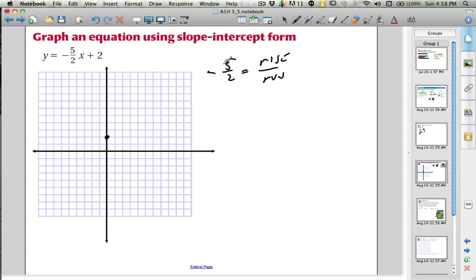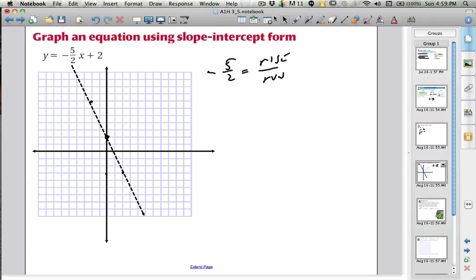That means that I can apply the negative part to either portion of this. So one of them would be positive and one of them would be negative. So if I apply it to the rise, I'll go down 5, 1, 2, 3, 4, 5, and then +2, right 2, and there's the second point for my line. But I could just as well decide to make the rise positive and the run negative and go up 5, 1, 2, 3, 4, 5, and left 2, which would be -2. And you'll notice it doesn't make any difference which I do. I'm still on the same line.